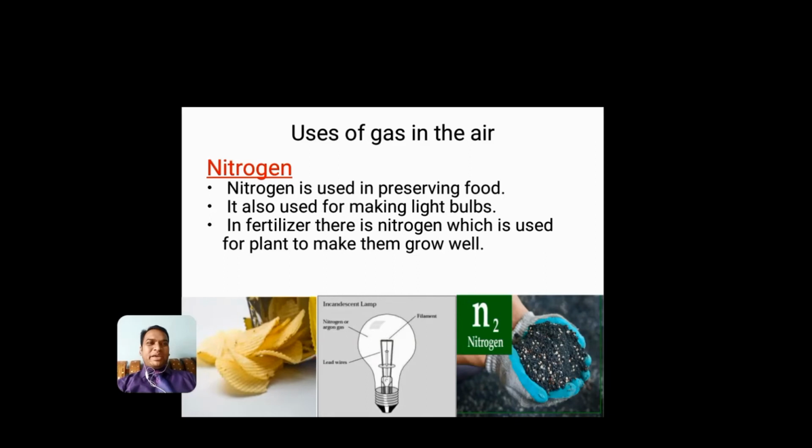It is also used for making light bulbs. In light bulbs there is nitrogen used. In fertilizer there is nitrogen, which is used for plants to make them grow well. We use different types of fertilizer. In that fertilizer there is also nitrogen, and this nitrogen helps the plant to grow well.